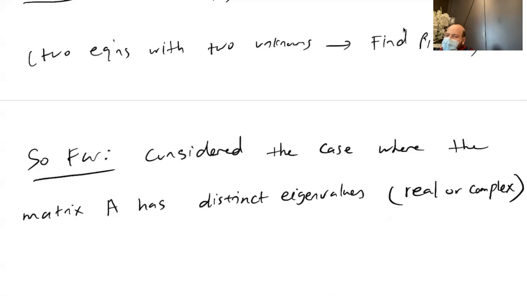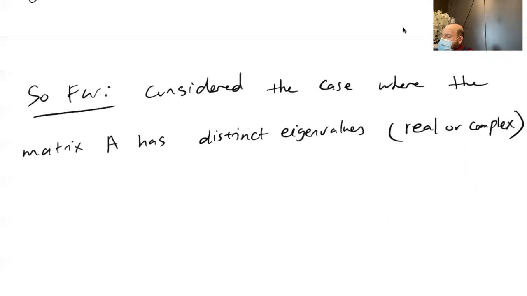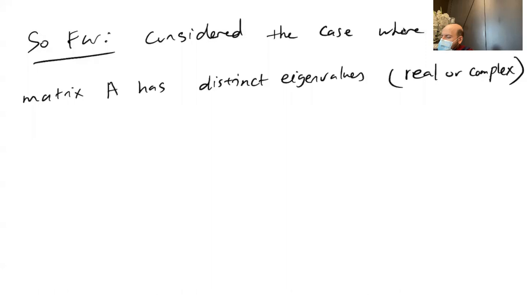But now we want to consider the case where the matrix A has some repeated eigenvalues. So far, we only considered the case where all the eigenvalues were distinct. Let's say if A is n by n, we assumed there were n distinct eigenvalues. In the case of complex, we actually considered 2 by 2 only, but for the real version, we considered n by n. Now let's consider the case where A has some repeated eigenvalue.